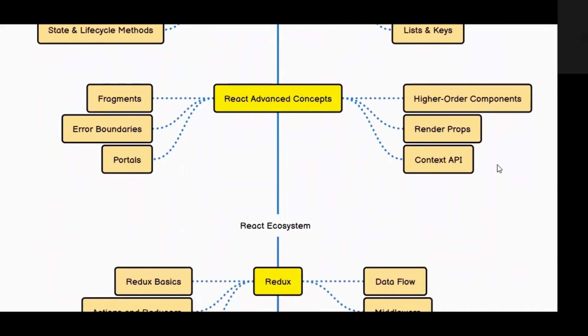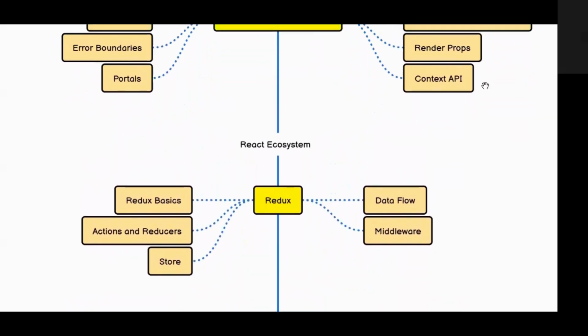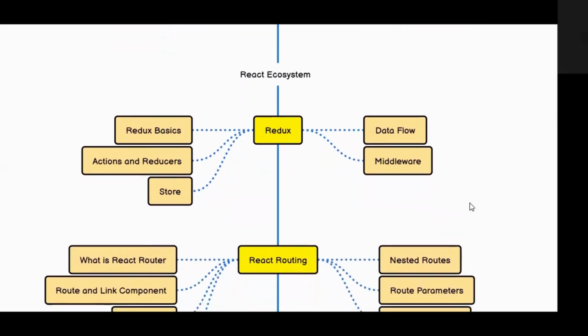And then the next thing you should know is the React ecosystem. Moving forward to the React ecosystem, there are some state management libraries like Redux that is used basically for large scale applications for state management. So if you are going to work on a large scale application, then you must know about Redux, including Redux basics, how actions and reducers work, and data flow and store, this kind of thing. So you should be very good in Redux.